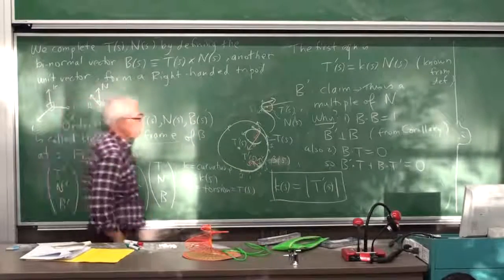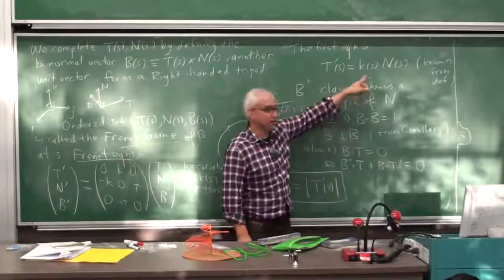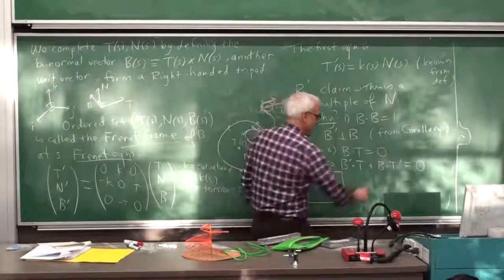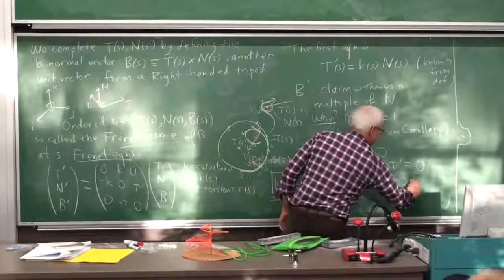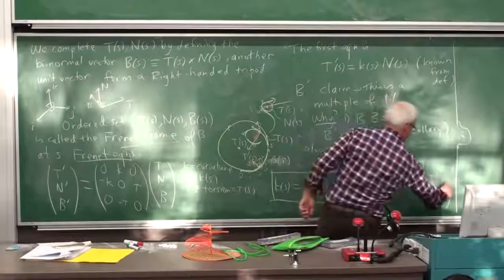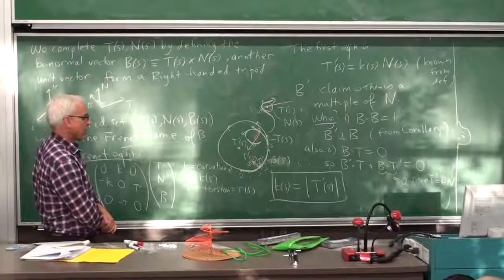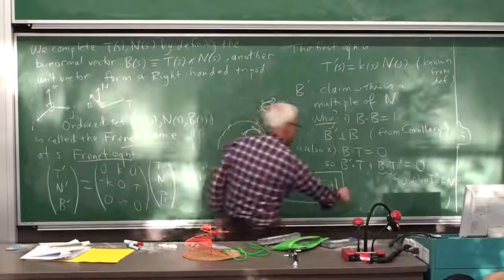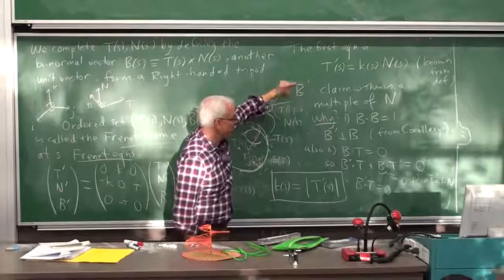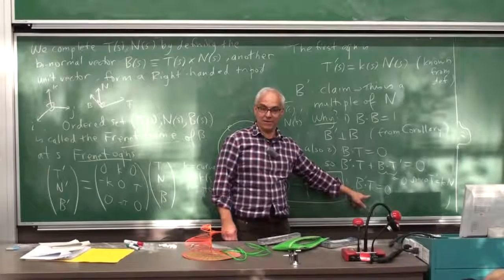But we know that t prime is a multiple of n, and n and b are perpendicular. Okay, so this is 0, since t prime is k times n. So therefore, we conclude that b prime dot t equals 0. All right, so what do we know about this b prime? We know that it's perpendicular to b, and it's perpendicular to t.